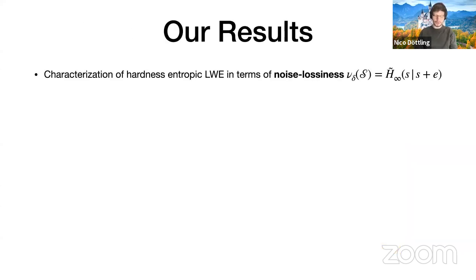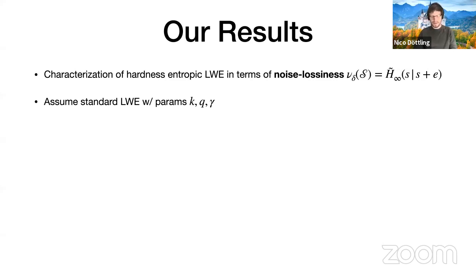So in this work, we first start off with a new characterization of the hardness of entropic LWE in terms of a quantity we call noise lossiness of a distribution of secrets. And this noise lossiness essentially measures how bad of an error correcting code the distribution of secrets is. So not the matrix A, no, the distribution of secrets itself.